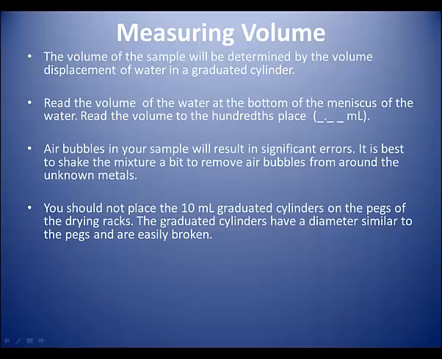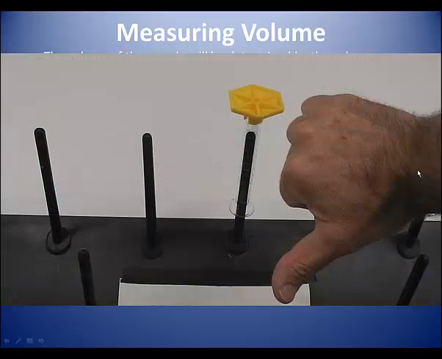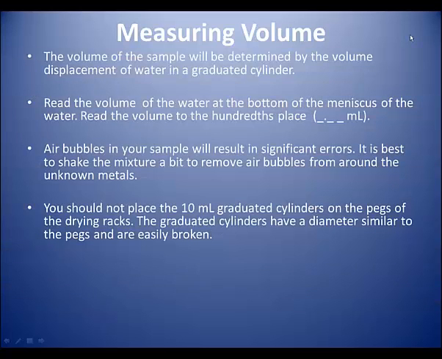You should not place the 10 mil graduated cylinder when you're done on the pegs of the drying rack. The graduated cylinders have a diameter similar to the pegs, so that's a big no-no, guys. What you'll do is you'll expand the volume of our graduated cylinder and render them useless, so don't be doing that.